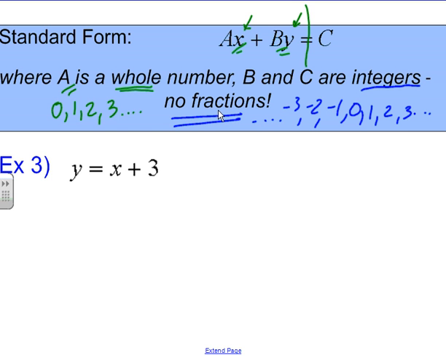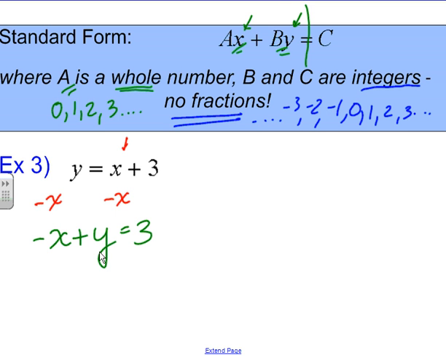So let's take a look at example 3 here, where it says y equals x plus 3. And let's see if we can get this into standard form. Now, when we look at this, the problem is that the x is on the wrong side. I need the x to be on the other side. So when we don't want something, we use inverse operations. So this is a positive x. Let's subtract an x from both sides. We do that, and we end up with -x plus y equals 3.